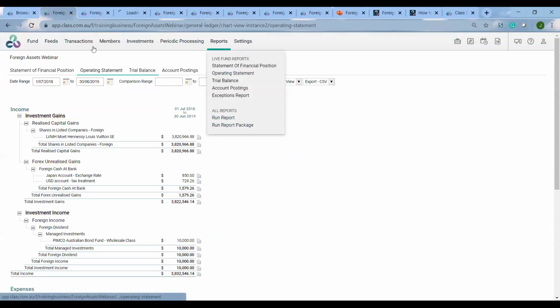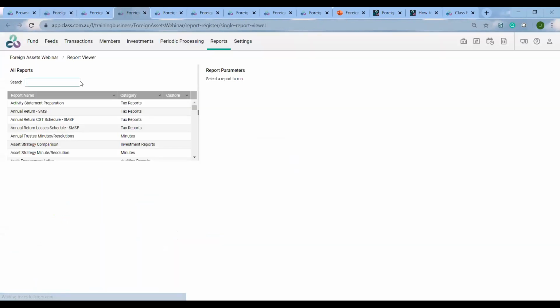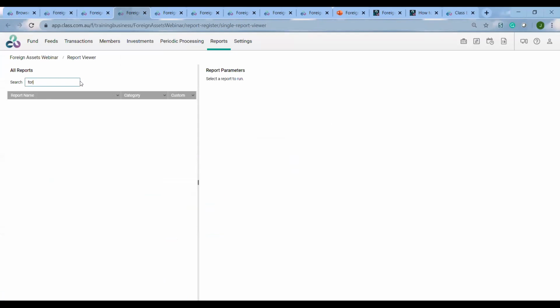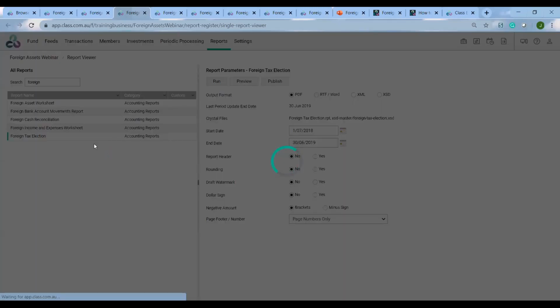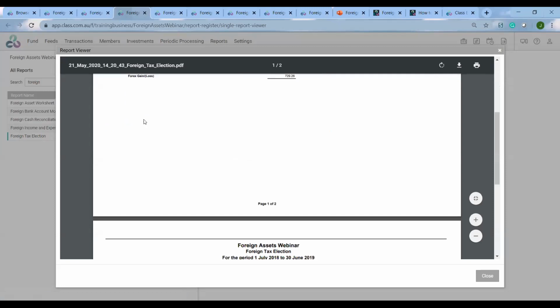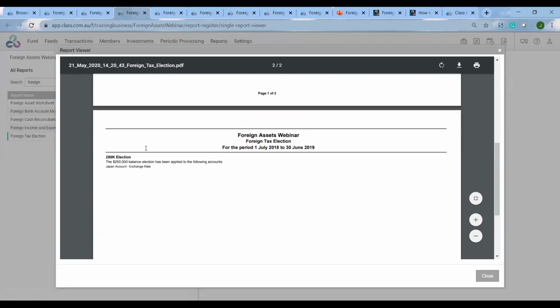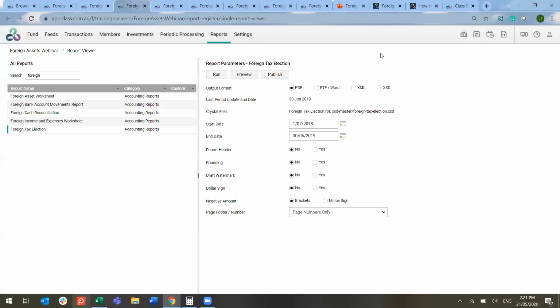What about tax? If we go into reports and then click on run report and select this report, foreign tax election. This is my other account. And if I'm looking at my Japanese account, because I originally chose 200K balance election, no tax is actually calculated because it got exempted. So going back to our slide.